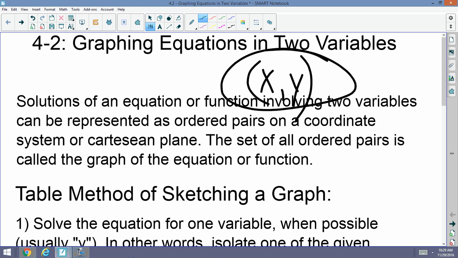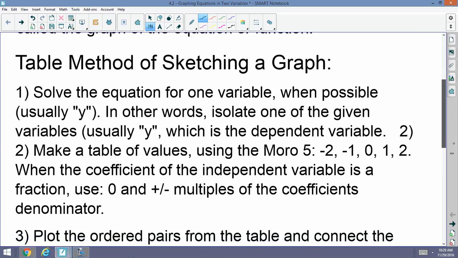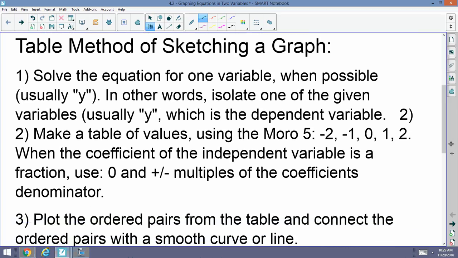Okay, so the table method of sketching a graph. This is what we've already seen, but now it's in perfect detail. Number 1, solve the equation for one variable when possible. It's usually y. In other words, isolate one of the given variables, which is usually y, the dependent variable.